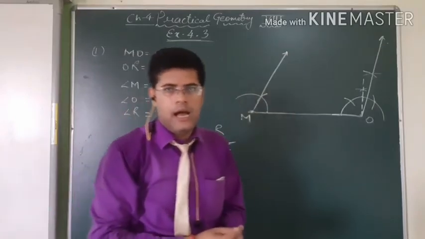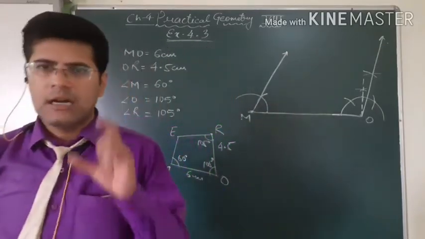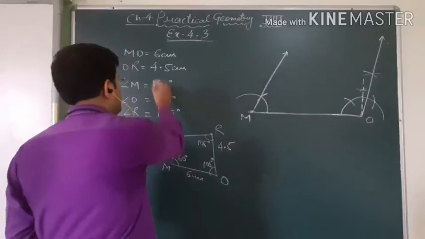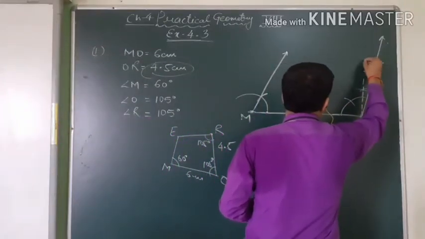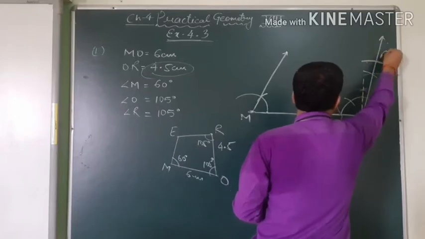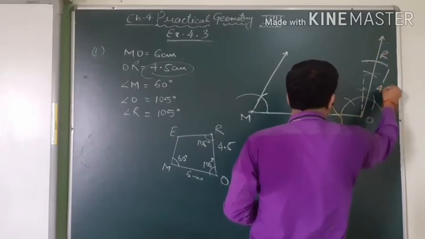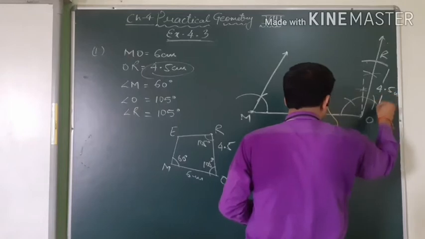Okay, and with the help of the compass, cut that part 4.5. This one is O, cut OR 4.5. Here I have cut that point R. This one is 4.5 centimeters.